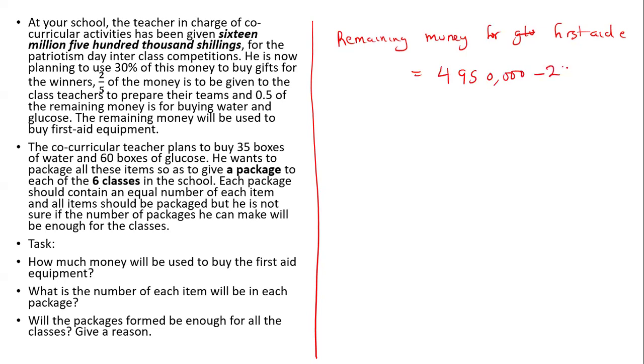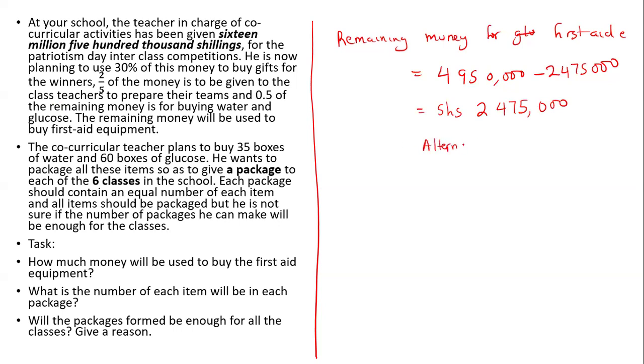So if I remove 2,475,000, I replace my calculator. So I'll have 4,950,000 minus that. So I'm going to remain with shillings 2,475,000. So this is the amount. So I'm going to make a conclusion that the amount of money to be spent on the first aid equipment is 2,475,000.